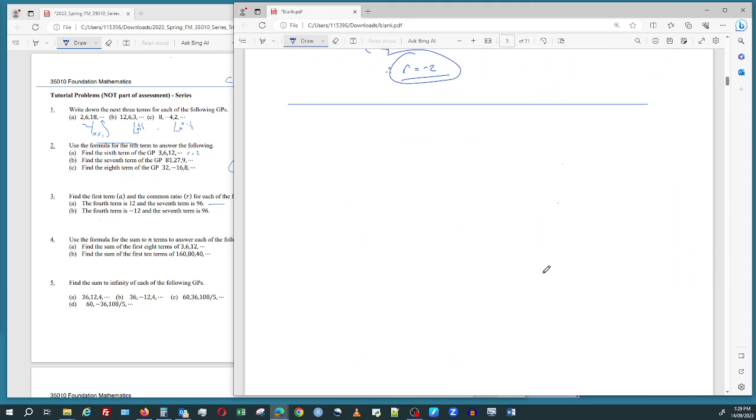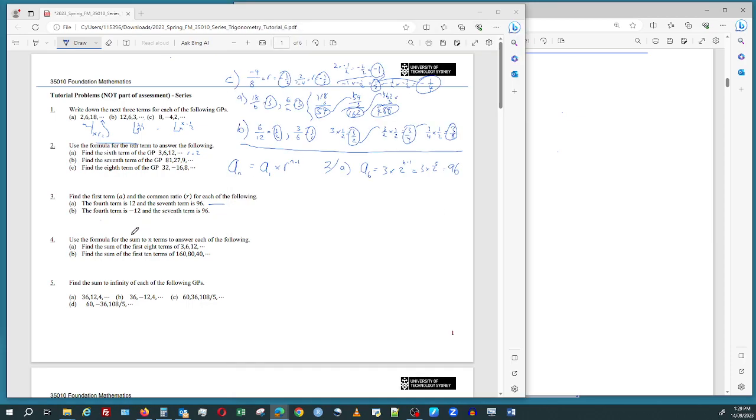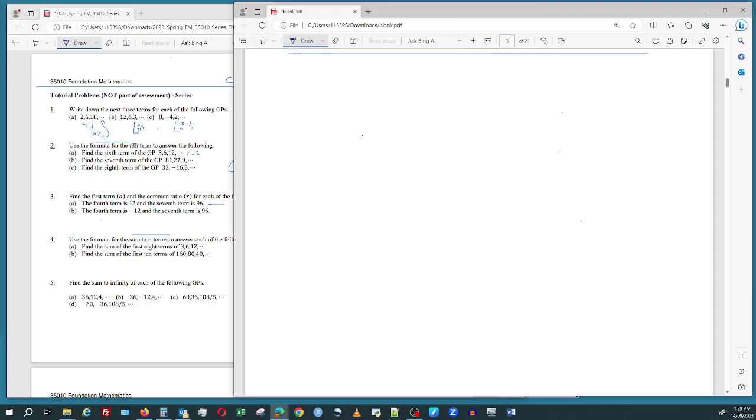Alright, so for question 4, we're looking to use the formula for the sum of n terms. So it's a finite sum. Okay, it's not an infinite sum, it's a finite sum. So we use the equations for the finite sum. That particular set of equations is not terribly difficult to process, but it's just something that we need to be aware of.